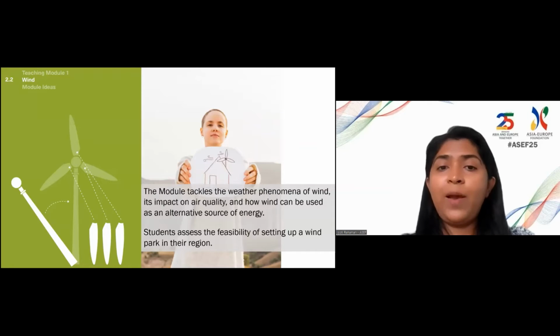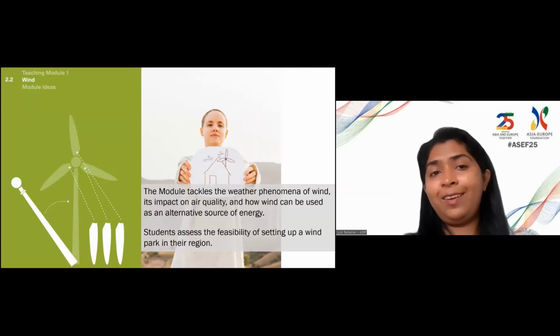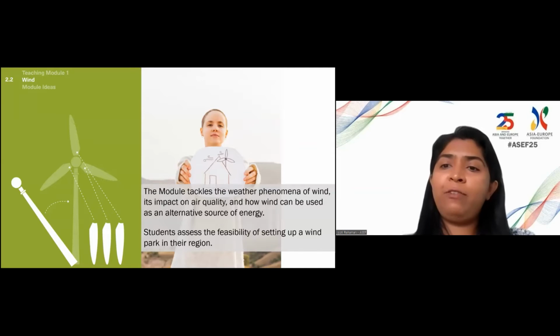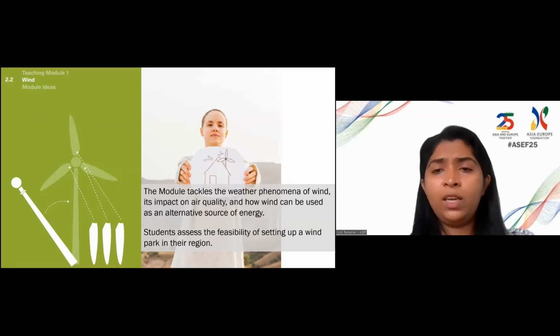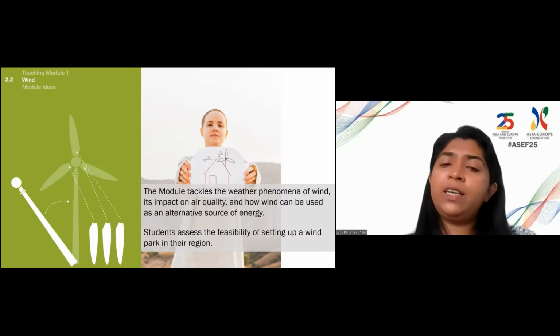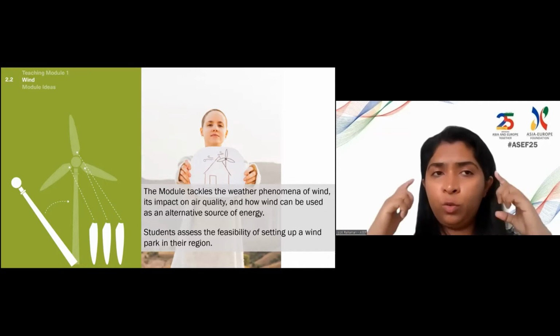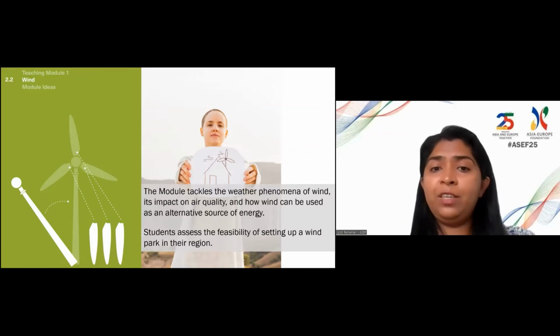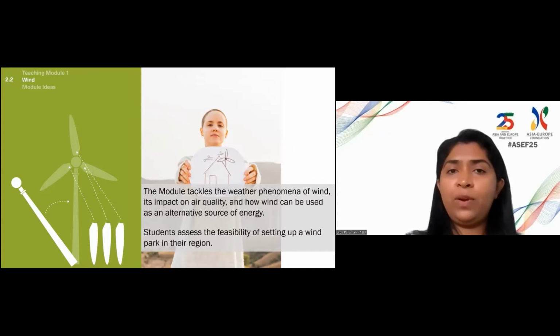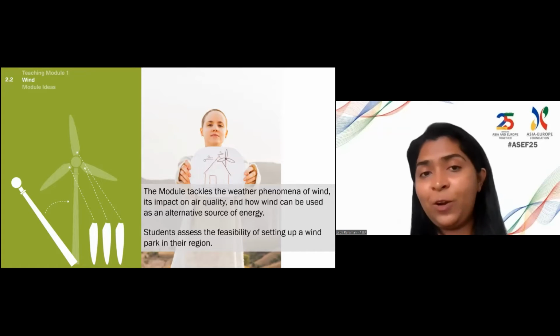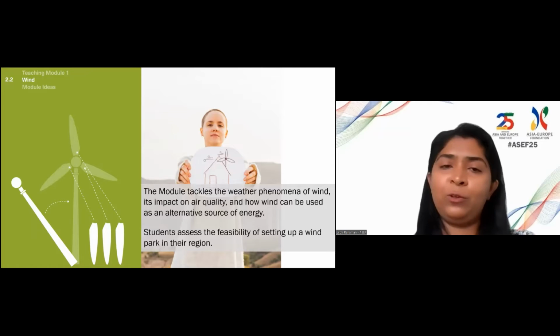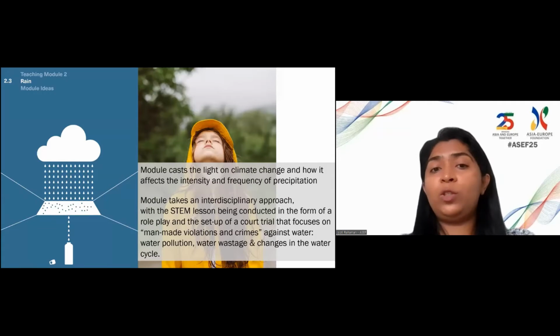The first one, for which Adam was the team lead, is called Wind. It tackled the weather phenomenon of wind and its impact on air quality, and how wind can be used as an alternative source of energy. The module was designed so that students had the chance to use their critical thinking and creativity to assess the feasibility of setting up a wind farm in their own area. Besides that, there were other interesting elements that Adam is going to talk about, so I'll not go into more details for this module.